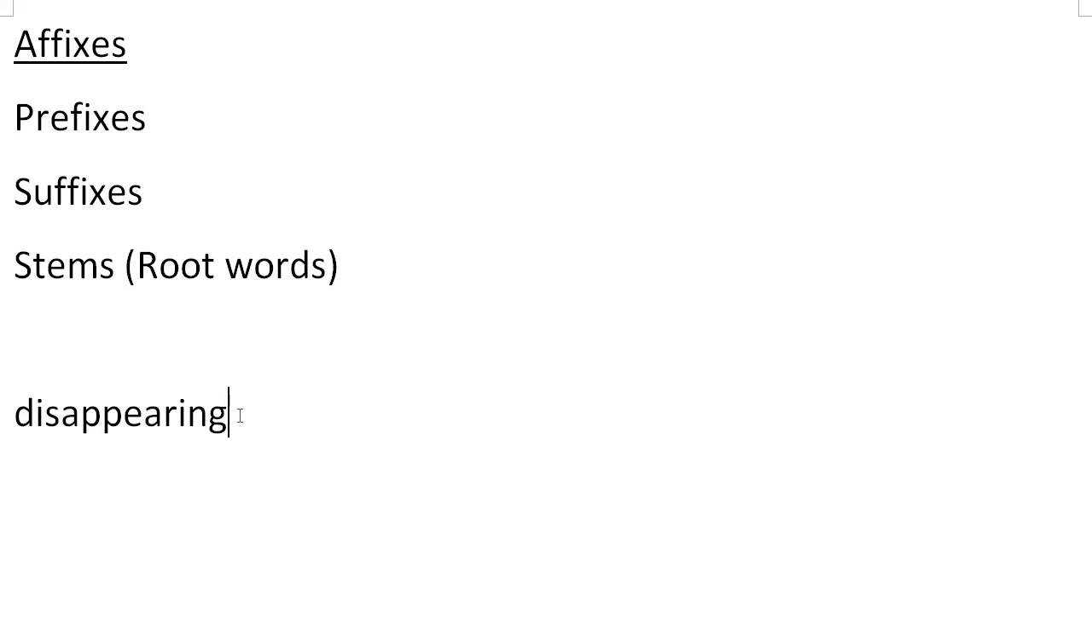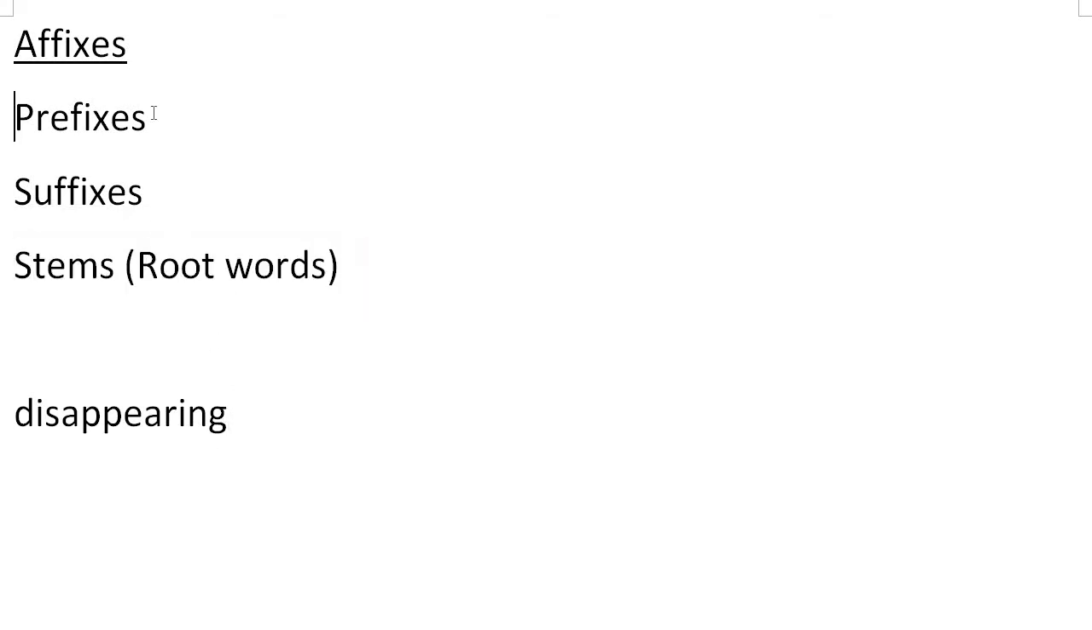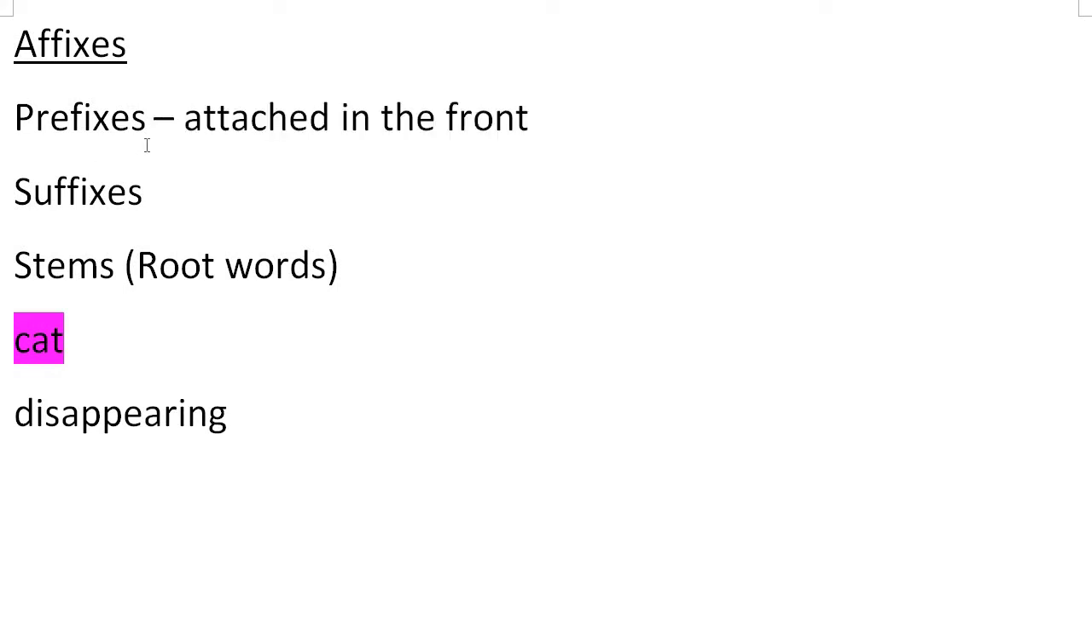So let's start right away with a word that contains all of them. Now, every word must have a root word, even if it's on its own. Otherwise, it's not a word. But not every word will have a prefix, and not every word will have a suffix. For example, if I have the word cat, cat does not have a prefix or a suffix. So prefix here meaning attached in the front, and a suffix meaning attached in the back.